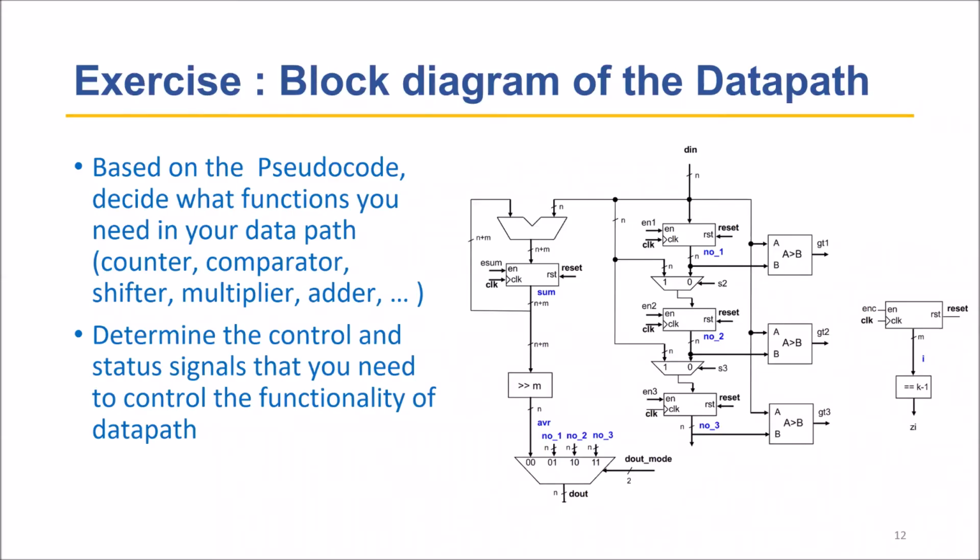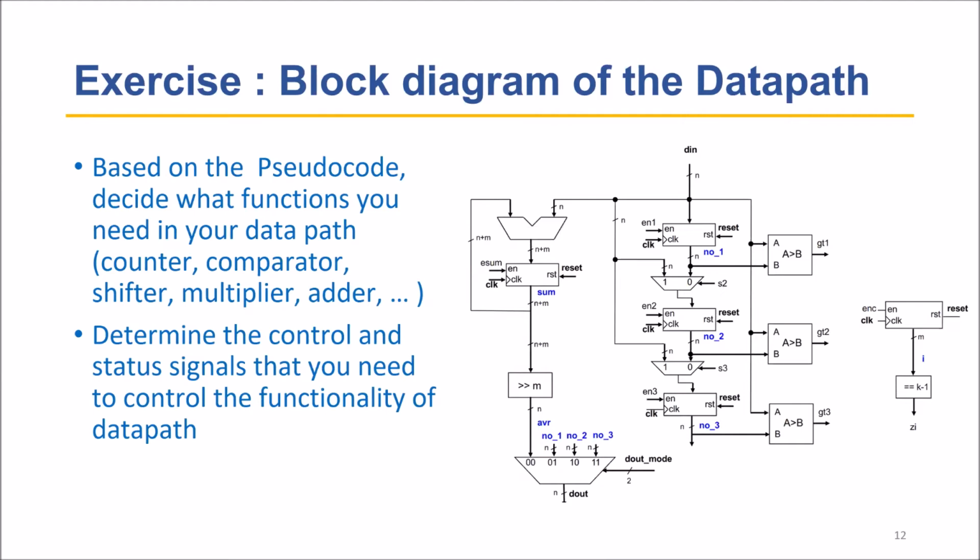To draw the block diagram, we should look at the pseudocode to determine what functions we need. For example, we need an adder to add the inputs. We need a comparator to compare the input with current saved values. We need a divider to calculate the average. As you know, dividing can be done by shifting in digital systems.